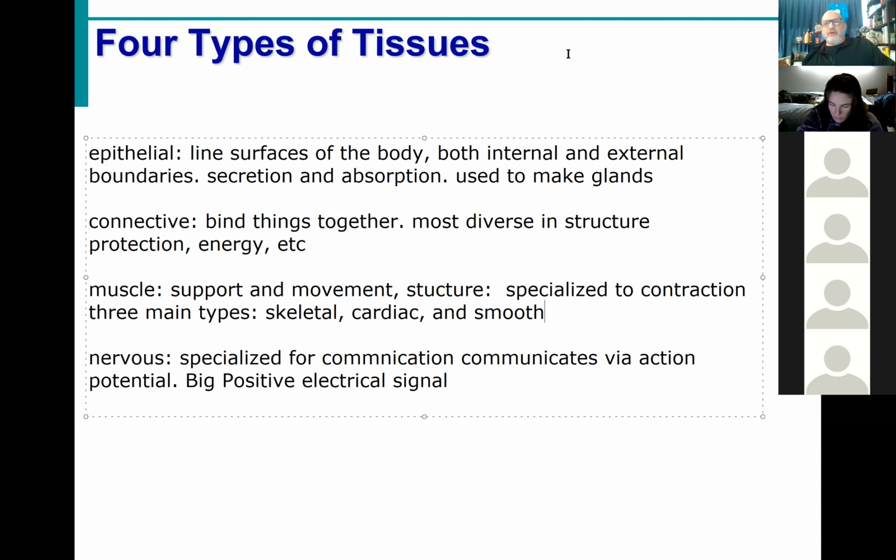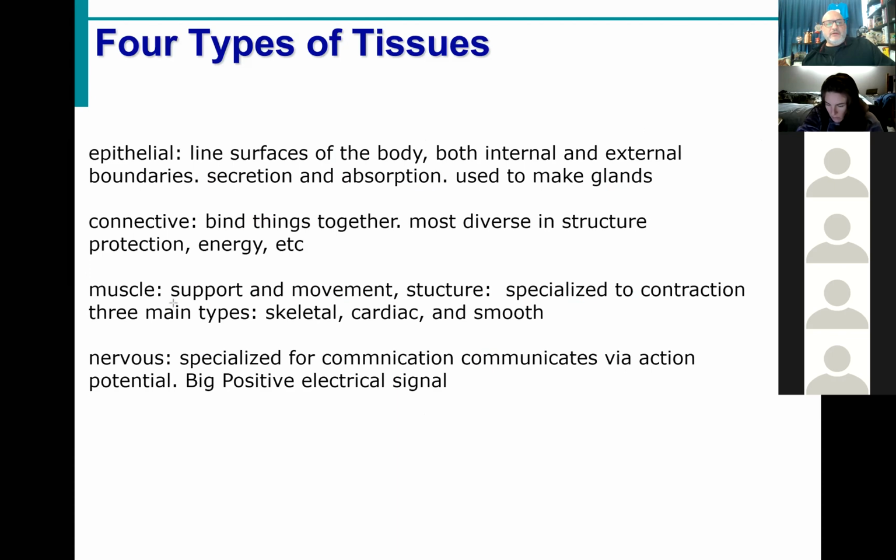Now, muscle tissue is highly specialized, and so we're going to focus on it when we get to the muscular system. We need to know it's specialized for contraction. It provides movement and structure and support. There are 3 main types, but that's pretty much all we need to know about it for now. Nervous tissue is also highly specialized. We know that it is specialized for communication, able to produce that big positive electrical signal called an action potential.